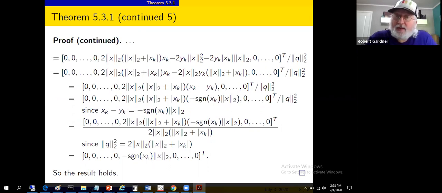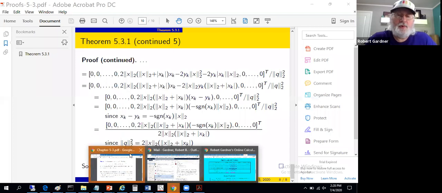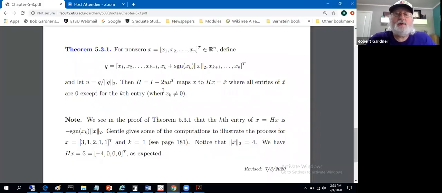We get 0 in the kth component as well if x sub k was 0. But if x sub k is non-zero, then we get this in the kth component. And that's what the theorem claimed. So the theorem claimed all entries of x tilde, which we just found, were zeros except for the kth entry. We already observed that's what you get in the kth entry. So there's the proof of that.